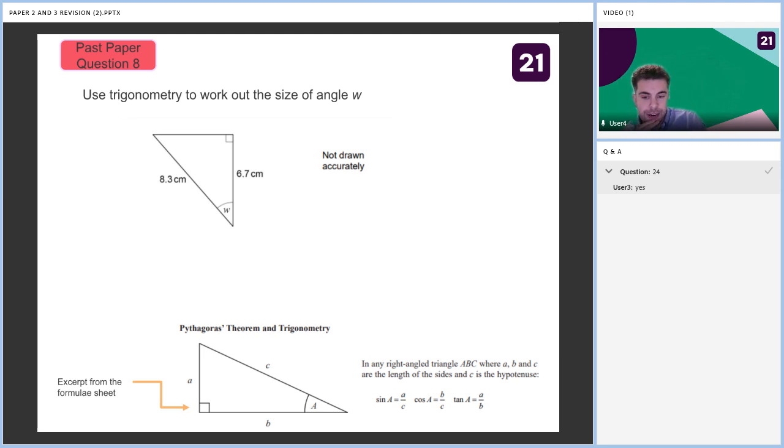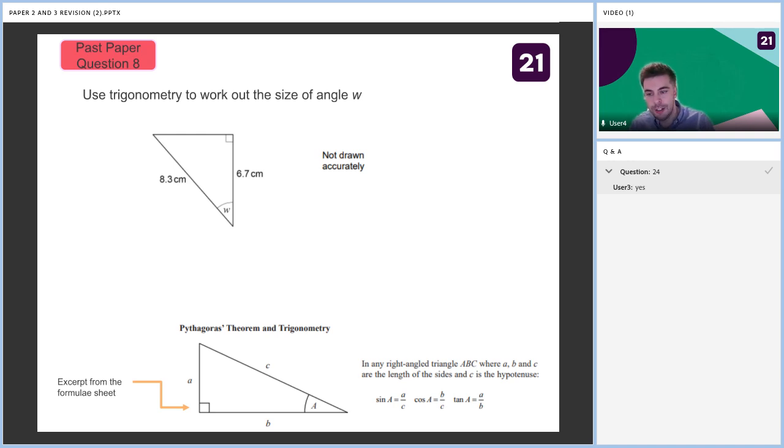And you can see here down in the bottom right-hand corner, we have a formula for sine A, we have a formula for cos A, and we have a formula for tan A. It's just a case of making sure you label your triangle correctly. So you can see here in this bottom diagram on the formula sheet, they use the letter capital A to represent the angle in the question.